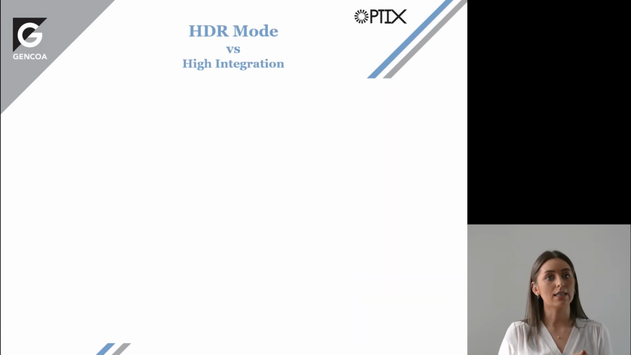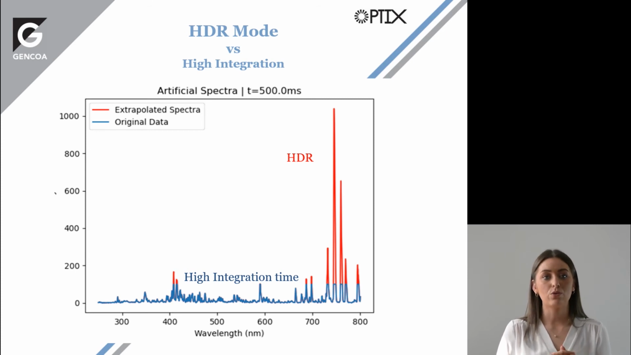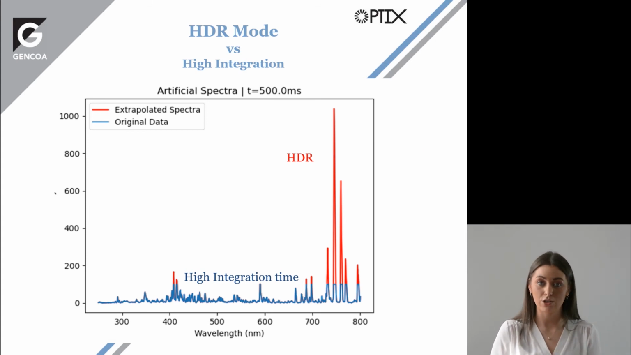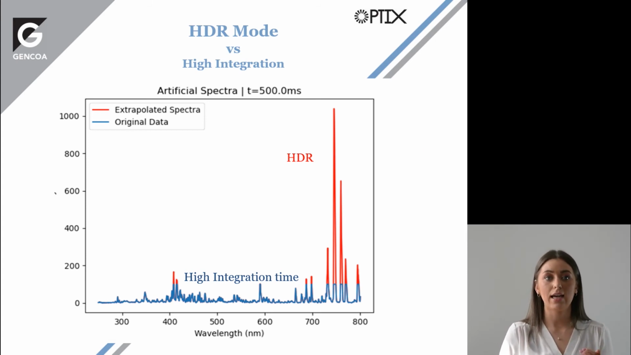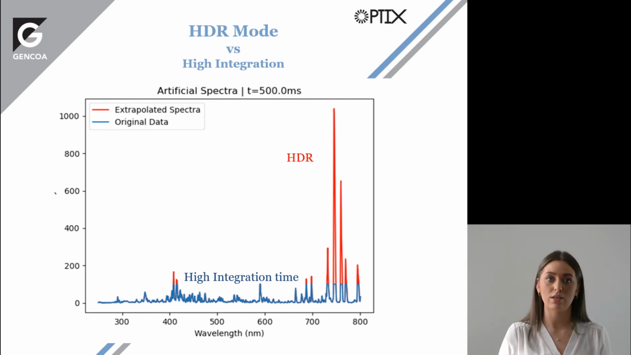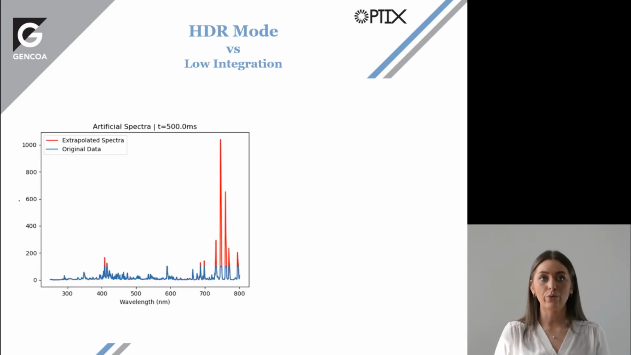So, HDR mode versus high integration time. This is our HDR spectrum overlaid with our high integration time spectrum. The high integration time is what we usually have, or what we had before we had the HDR mode. You can see that the smaller signals aren't changing between the high integration time and the HDR mode. But you can see in the high integration time where those larger signals would start to saturate. With the HDR mode, we are able to extrapolate that data and reconstruct those peaks, so we're not losing any of the information. And the same for low integration.